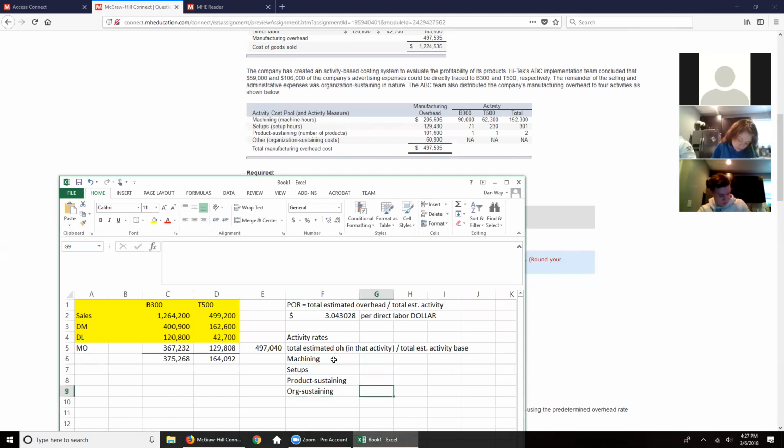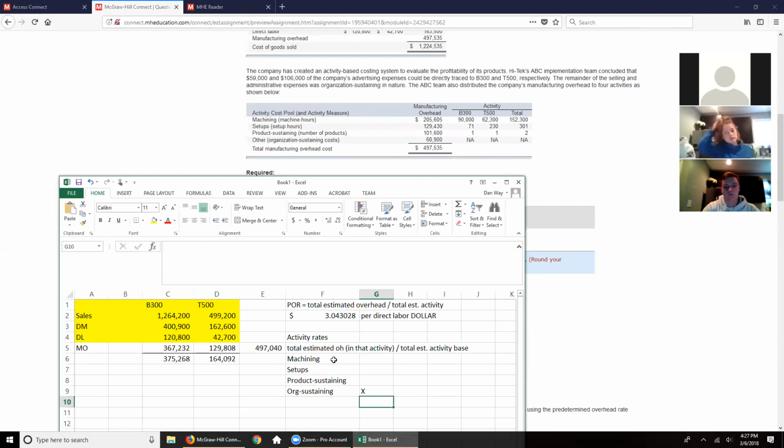Or actually, we might as well talk about it now. So org sustaining, we don't allocate anything there. Those are costs, again, that kind of go to the top line. We can't figure out a good way to allocate them to individual products. They don't really apply to individual products. So we'll ignore them from an allocation standpoint.